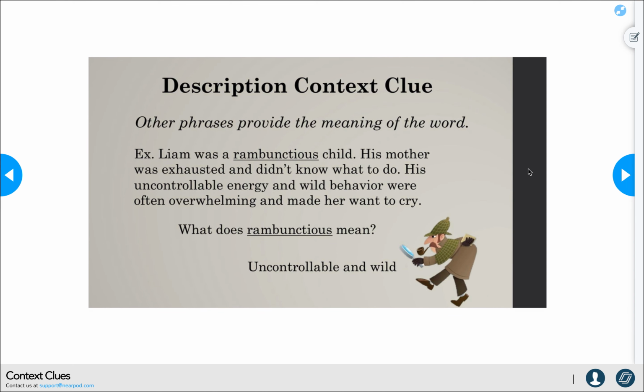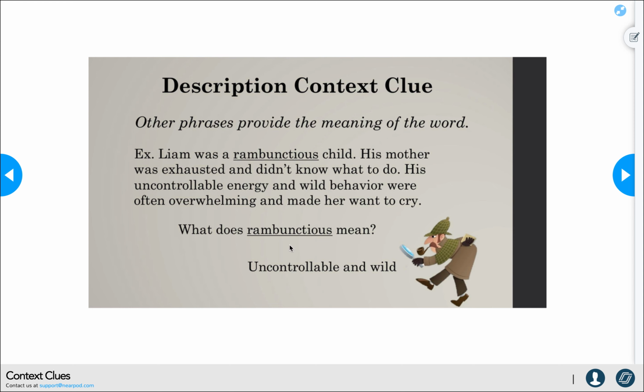Therefore, then we move on to description context clues. That's other phrases provide the meaning of the word. Okay, so this is a description. Description means to describe or to provide details. So Liam was a rambunctious child. His mother was exhausted and didn't know what to do. His uncontrollable energy and wild behavior were often overwhelming and made her want to cry. So they're describing the child who is rambunctious.